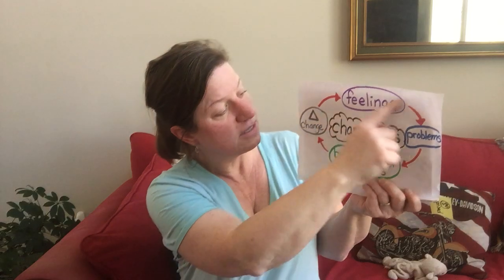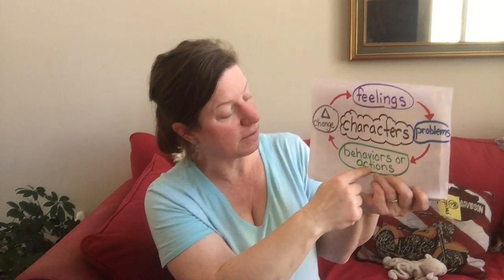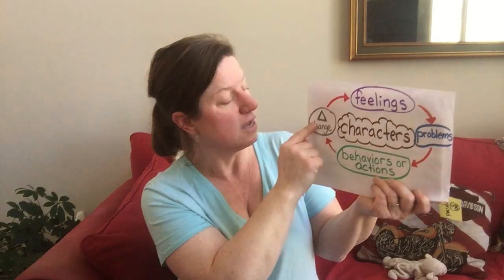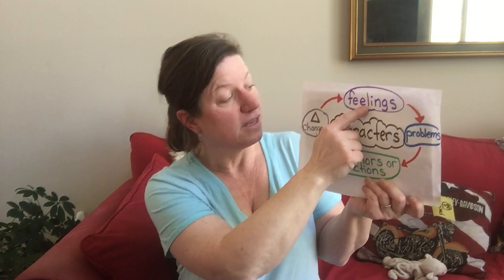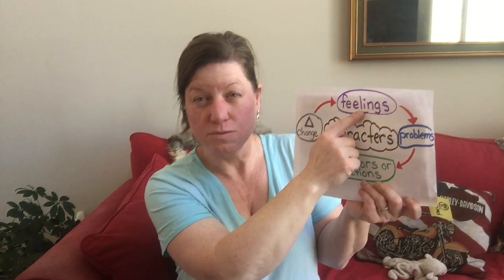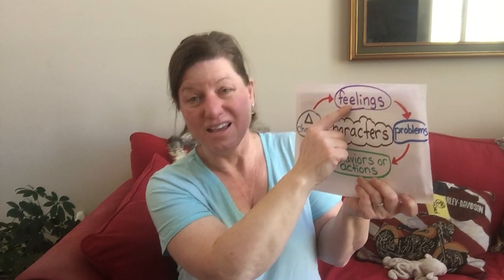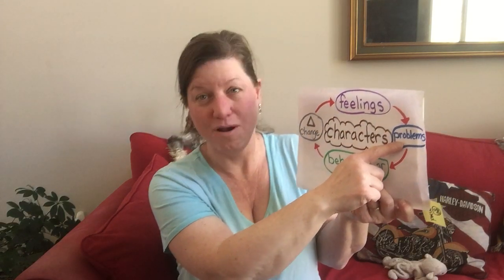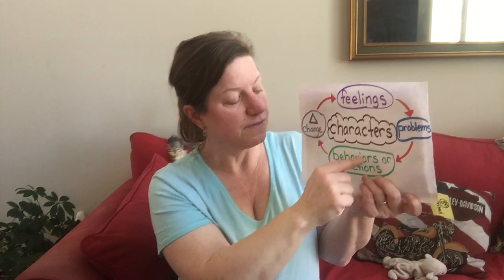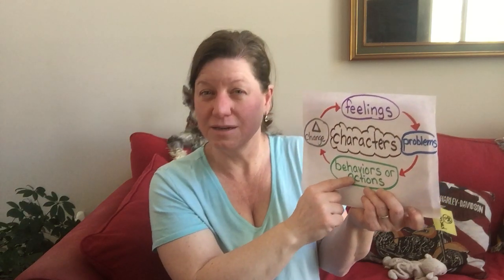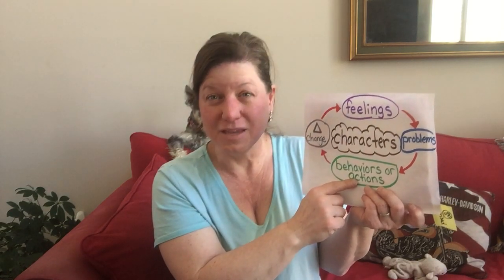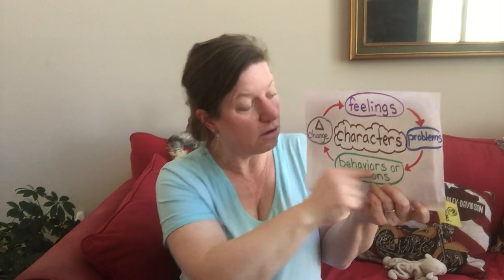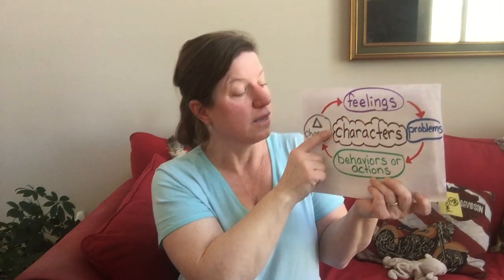And I put these thinking bubbles of feelings, problems, and behaviors or actions around the characters because they constantly change. So a feeling that a character might have at the beginning of the story might change at the end of the story because maybe the character had a problem, or maybe they had a problem and the problem was solved, or maybe the character was feeling something and they were doing something and then what they were doing changed, or another character did something that changed the feelings. So these all keep circling around and around the character.